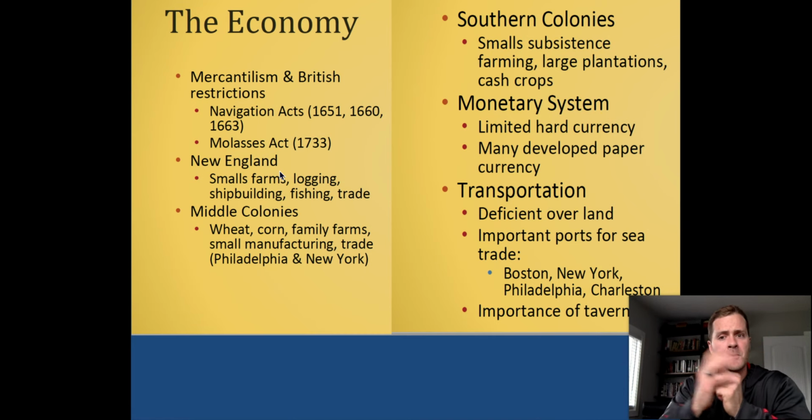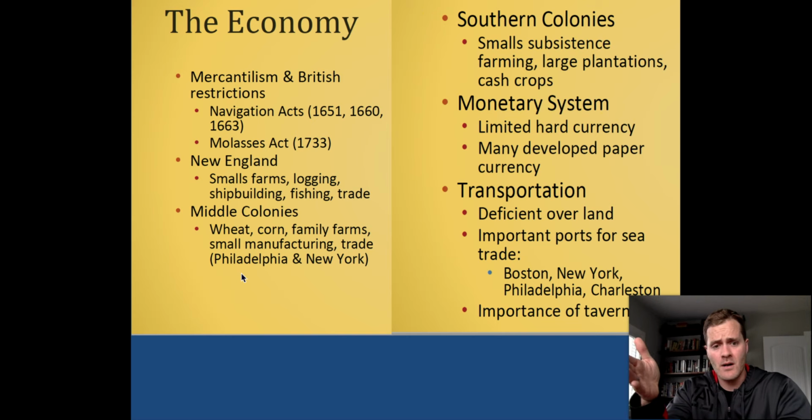In New England, the economy is going to be built on small farms, logging, lumber, shipbuilding, fishing, and trade. They're going to tailor their economy to the resources that are around them and the type of community they want to build. In the middle colonies, we talked, of course, about the breadbasket ideology of wheat, corn, and family farms. We begin to see small examples of early manufacturing in some of these middle colony cities like Philadelphia and New York City. So a hybrid economy in the middle.